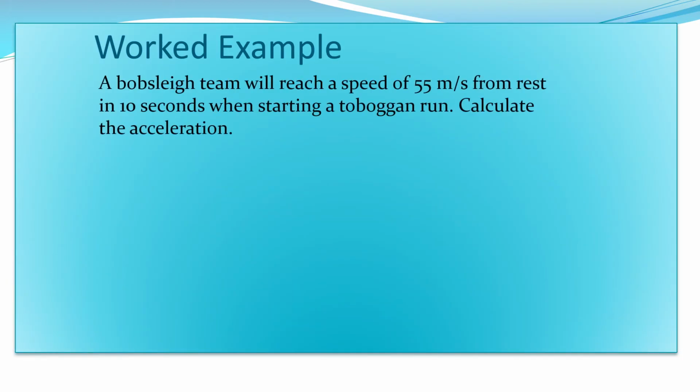Right, now let's look at a worked example. A bobsleigh team will reach a speed of 55 meters per second from rest in 10 seconds when starting a toboggan run. Calculate the acceleration.